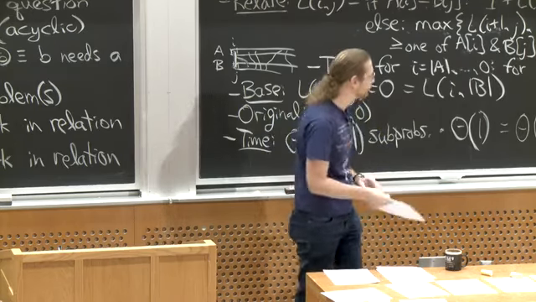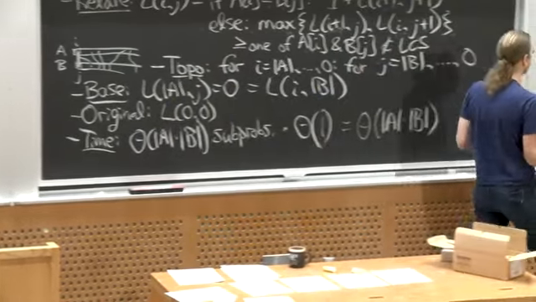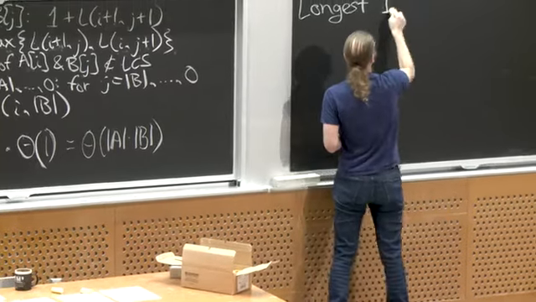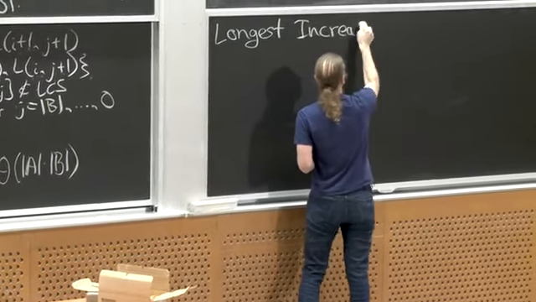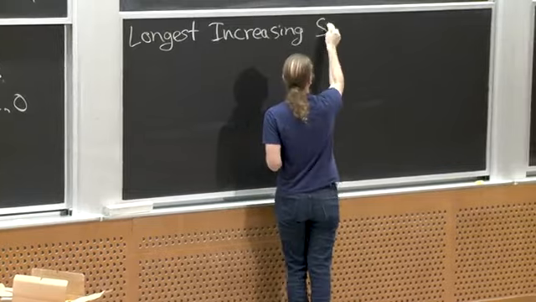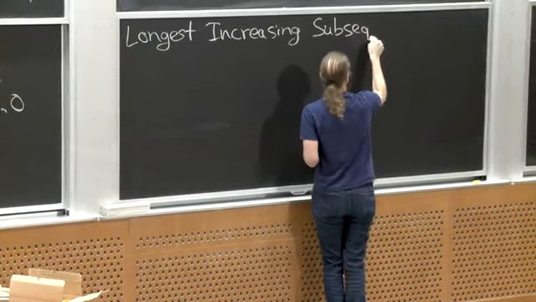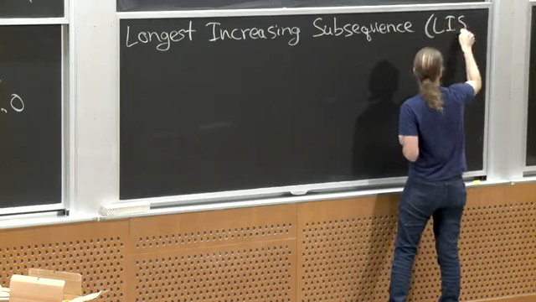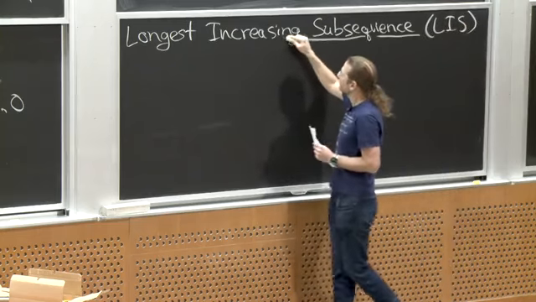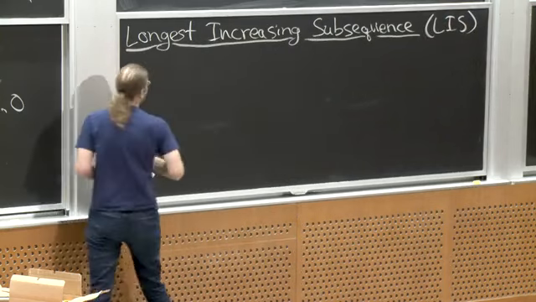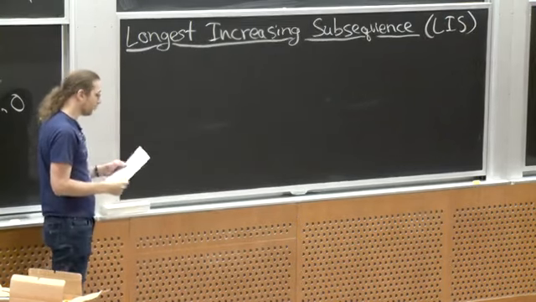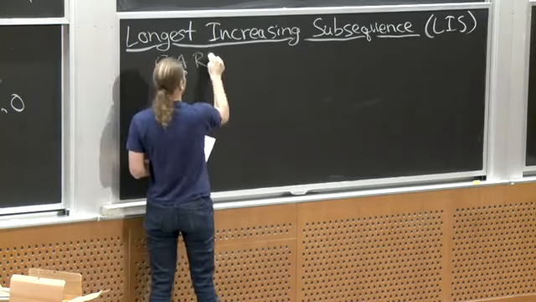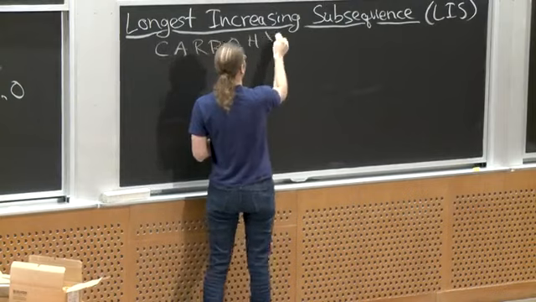OK, this problem has almost the same name, but is quite different in behavior. Longest increasing subsequence, LIS instead of LCS. Both are famous problems, examples of dynamic programming. Here we're just given one sequence, like carbohydrate.